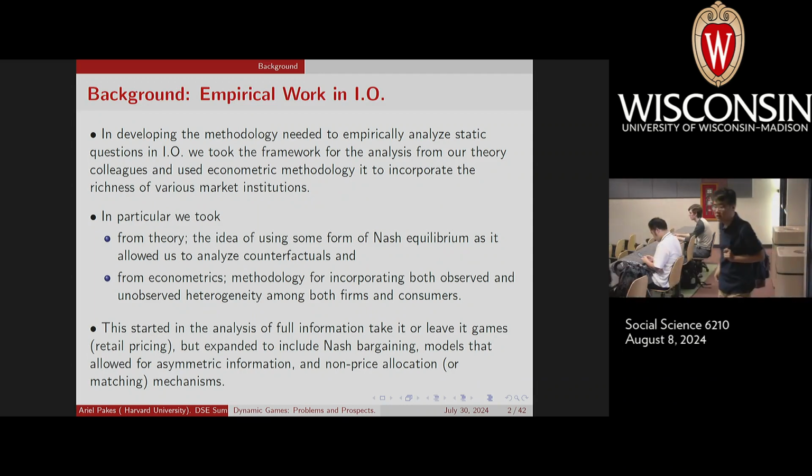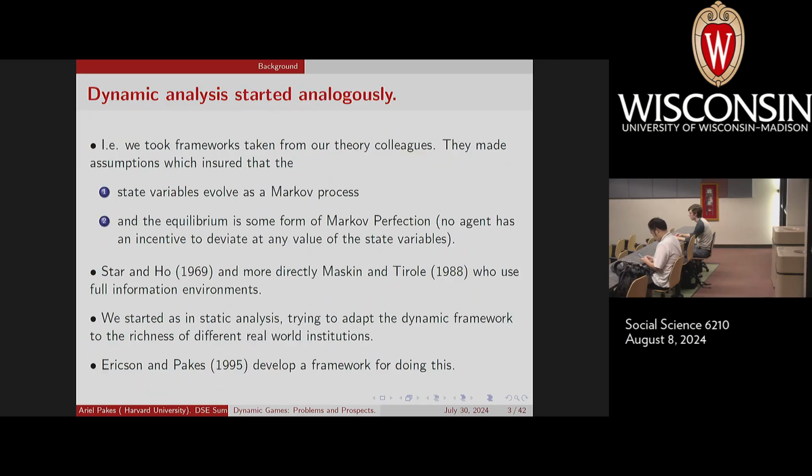Okay. It's been extended a lot. I'm not going to go there, but to allow for asymmetric information, bargaining models, non-price allocation mechanisms like kidney exchanges, and schooling systems. There's been a lot of that, okay? I'm going to go straight to the dynamics.